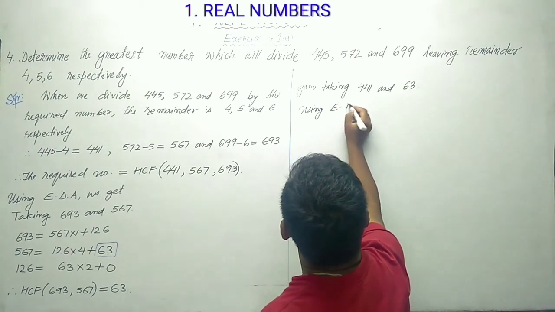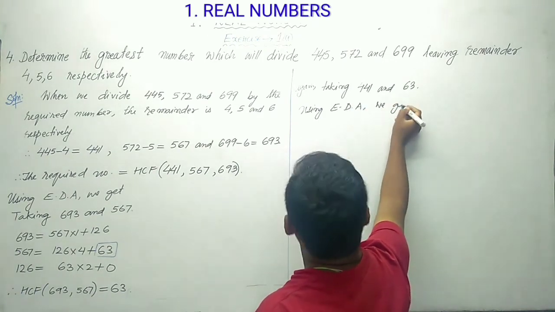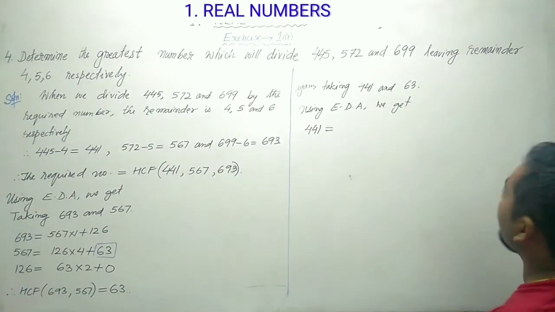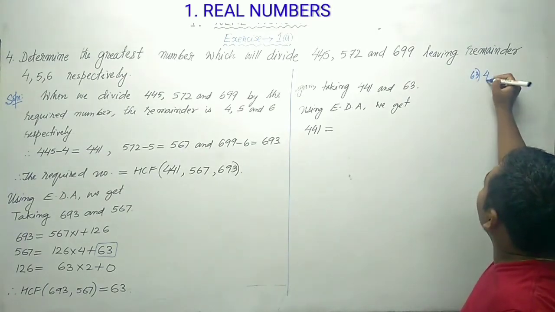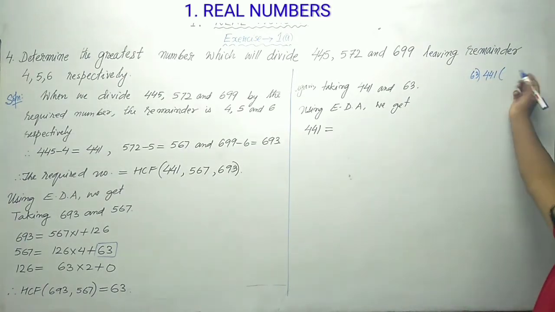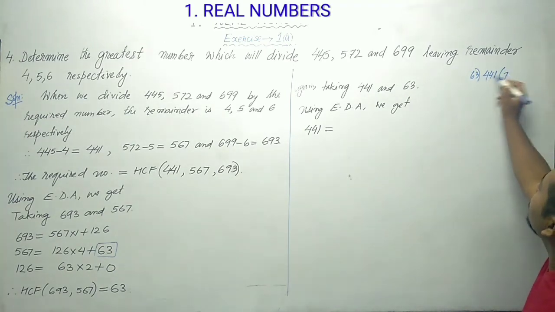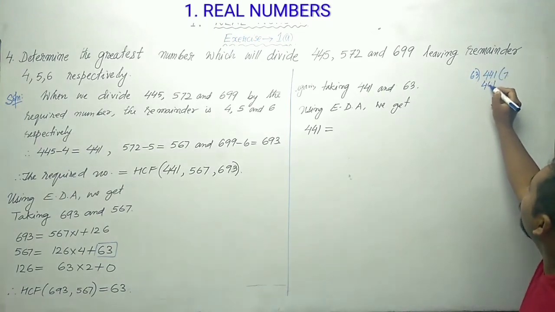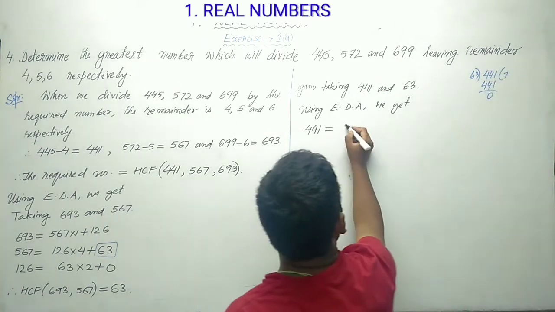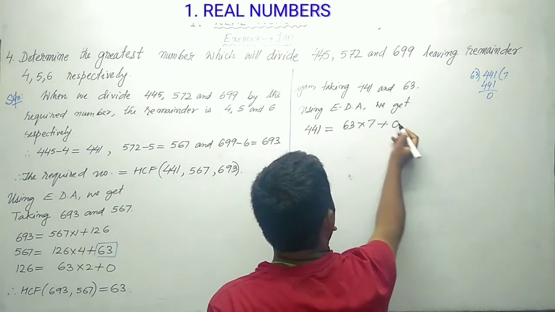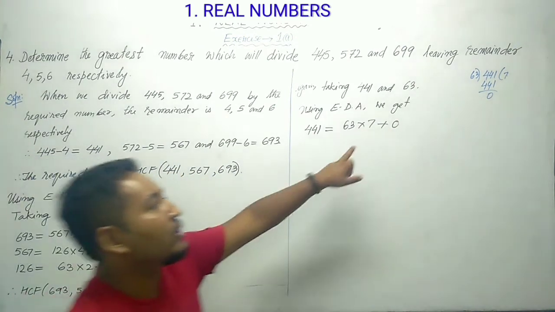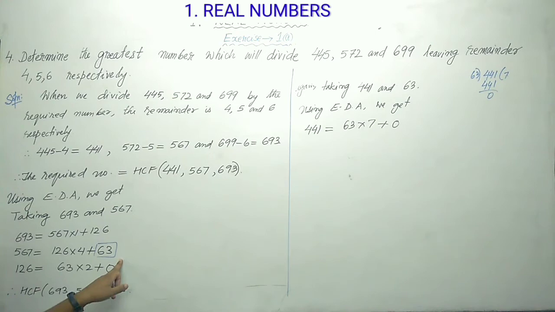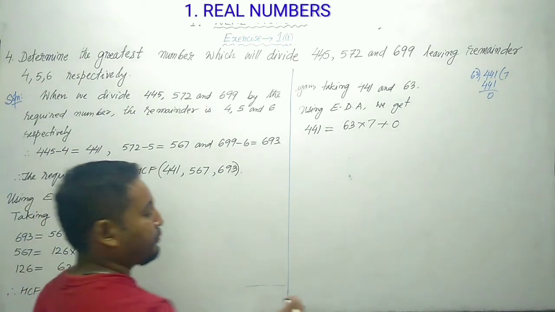Using Euclid's division algorithm, as per the rule, let us take the bigger number. Divide 441 by 63. Let us try with 7s. 7 3s are 21, carry 2. 7 6s are 42 plus 2, 44. Now I am getting the answer directly: 63 into 7 plus 0. I am getting 0 directly. Since I got the 0 directly, what is our answer? Our answer is 63. We have done a similar question in the previous question also.